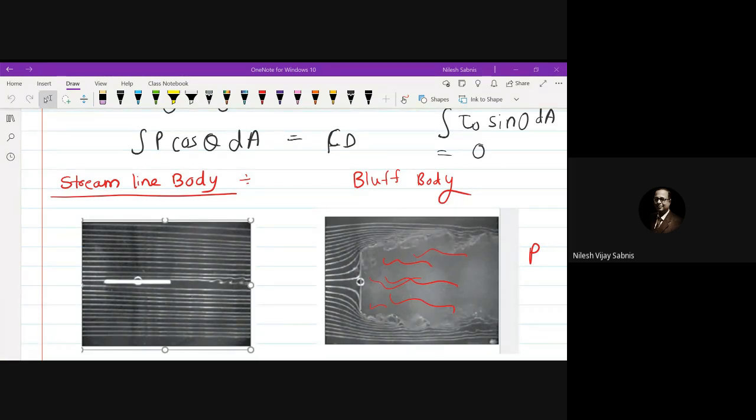So bluff bodies and streamline bodies, with respect to pressure drag and friction drag, everything you have to remember from the point of view of writing a short note. Then it comes to the last point of this forces on immersed body, which is called drag formation on streamline body.